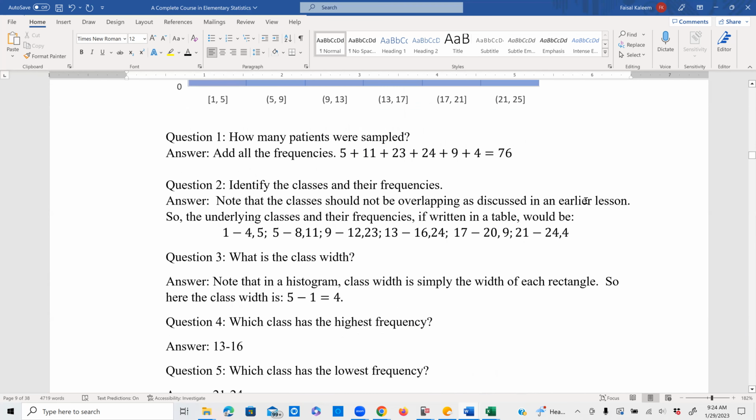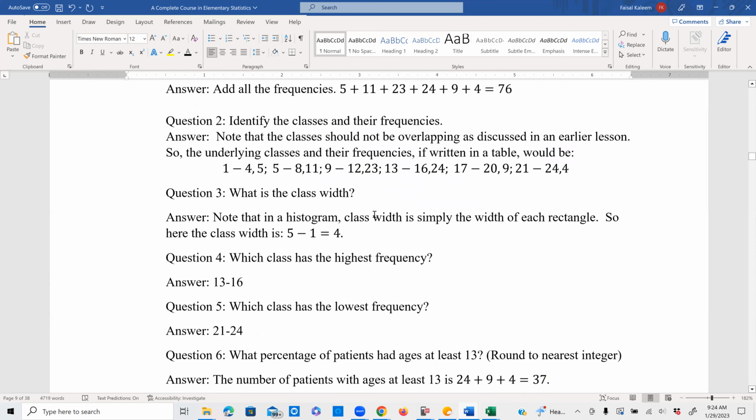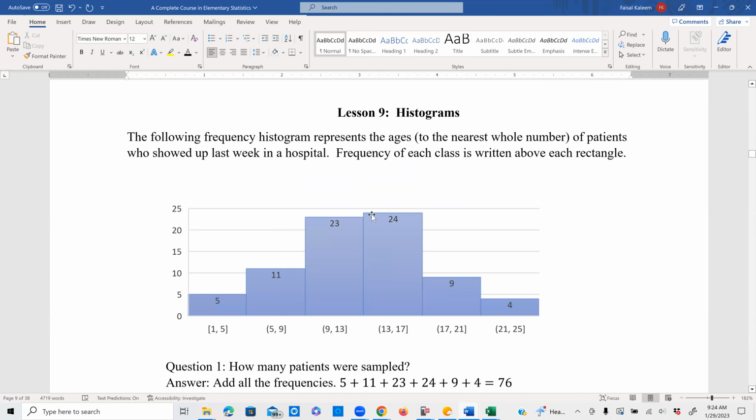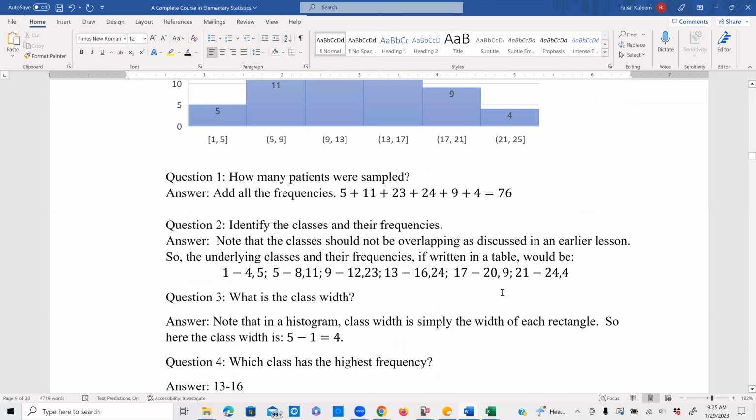What is the class width? In a histogram, we have no choice but to read the class width in a horizontal way. So we would do 5 minus 1, that's 4. Similarly, you can subtract any two. But remember that we do this only in a histogram. In a table, we do it vertically. So here the class width is 4, 5 minus 1, for example. And the lowest frequency is this one, and that is 4, and the class that has the lowest frequency is 21 to 24.